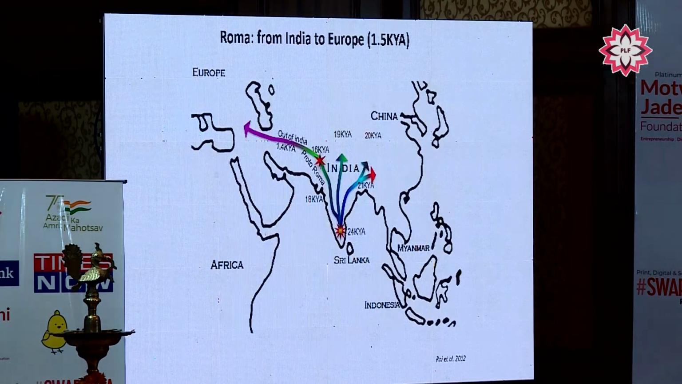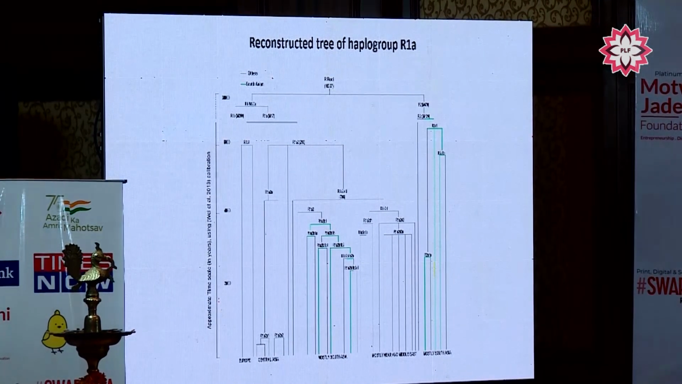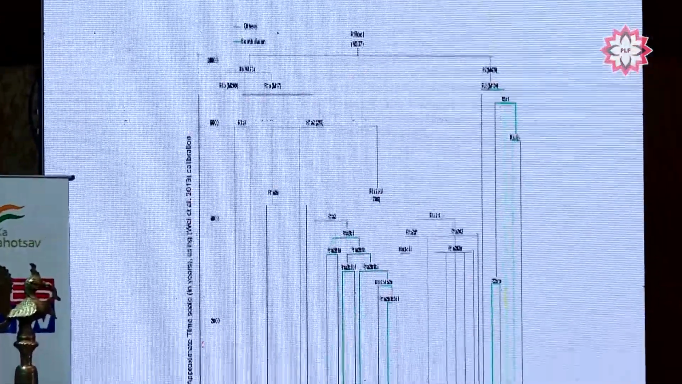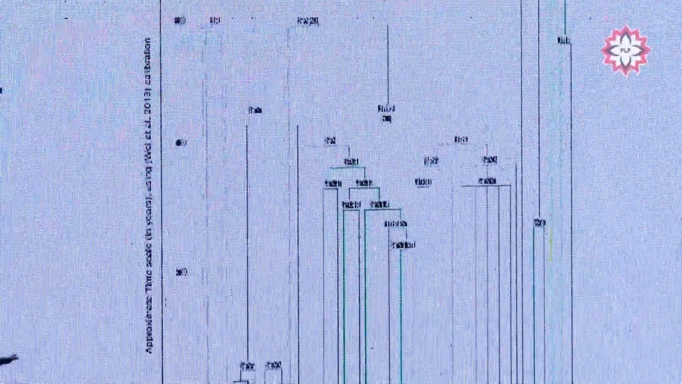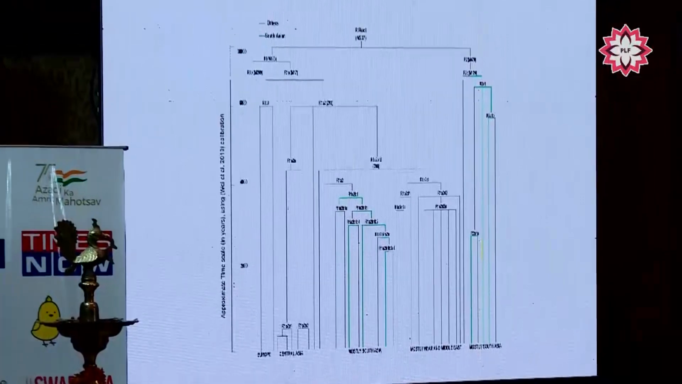Another migration topic, we published this work in 2012, and I'm not going to talk about the last two slides. R1a1. This was assumed to be an Aryan gene, as some laymen's opinion correlates the R1a1 ancestry with the Aryan gene, but this is not correct. The R1a1 haplogroup is considered to be mostly accumulated in the European region.